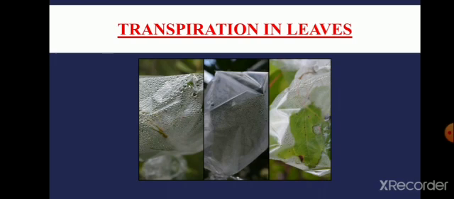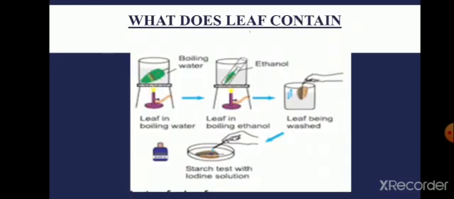Okay, next process, photosynthesis. Photosynthesis is defined as the process that helps leaves prepare food for the plant with the help of carbon dioxide and water. Okay.